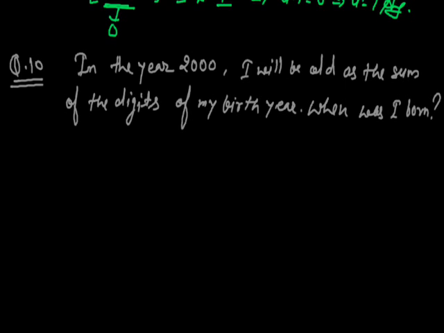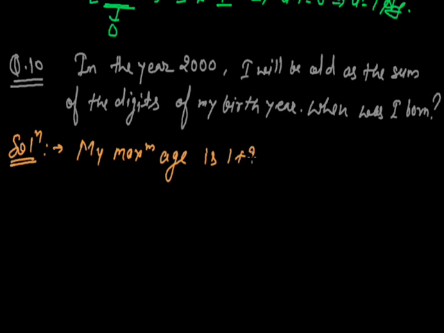Let us try to find the solution of the given question. Now as I have given that I will be as old as the sum of the digits, I can say that my maximum age is 1 plus 9 plus 9 plus 9, that means 28.